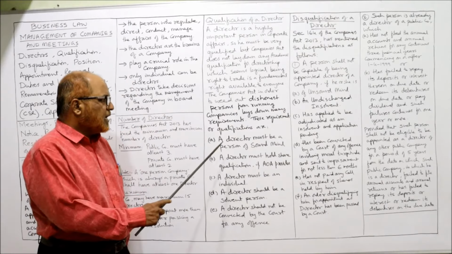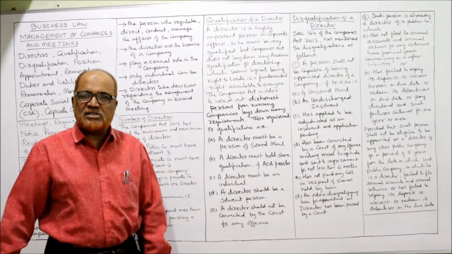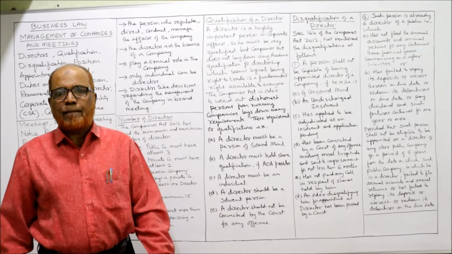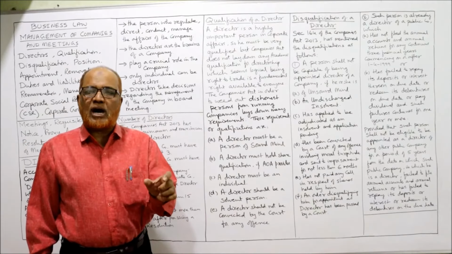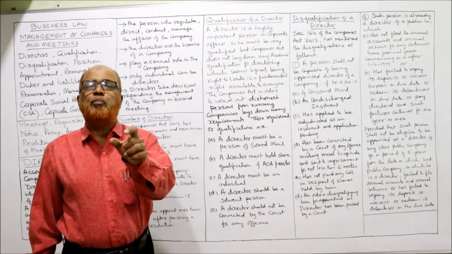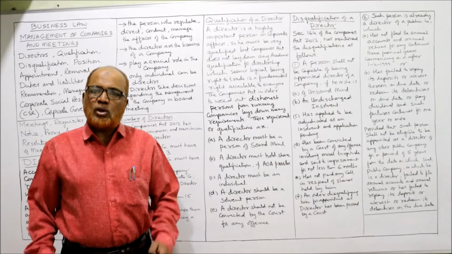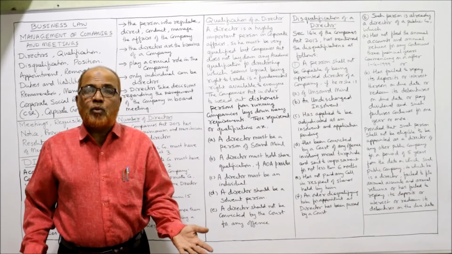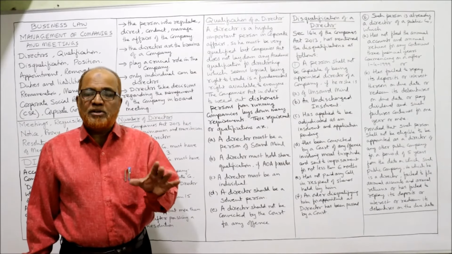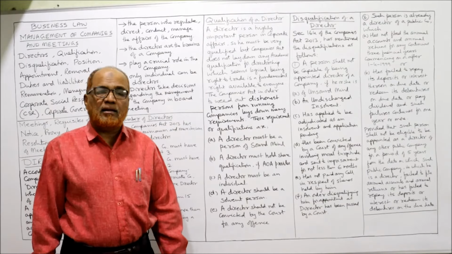So what are the requirements? A director must be a person of sound mind. That is compulsory because only a sound mind person can take prudent decisions. So a director must be a prudent person. That means he must have a sound mind.